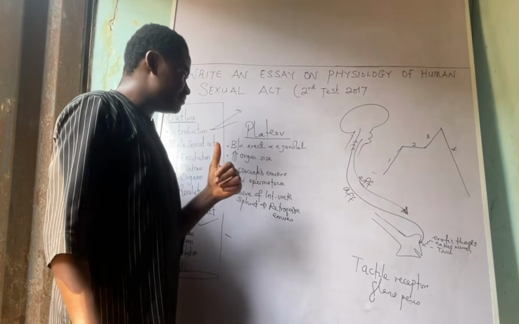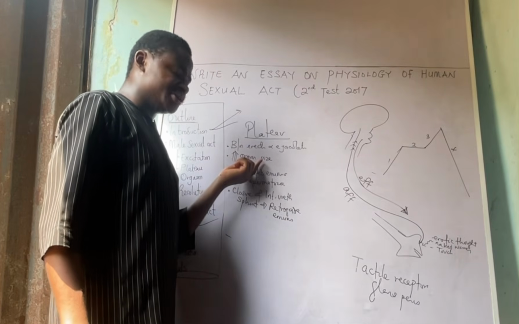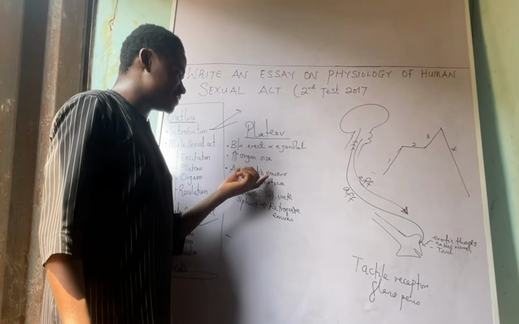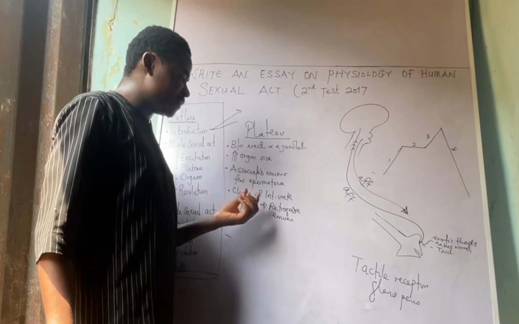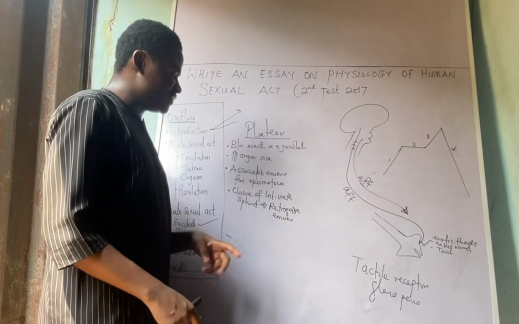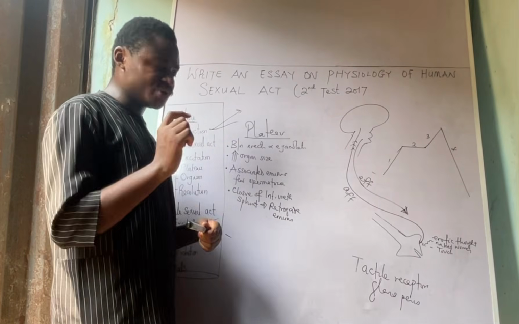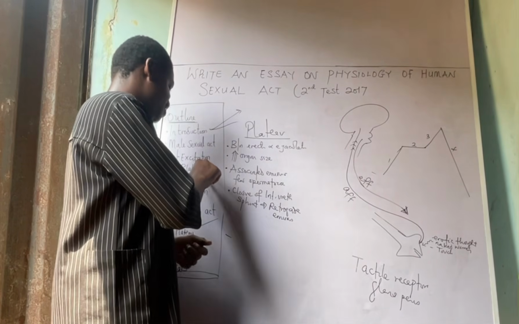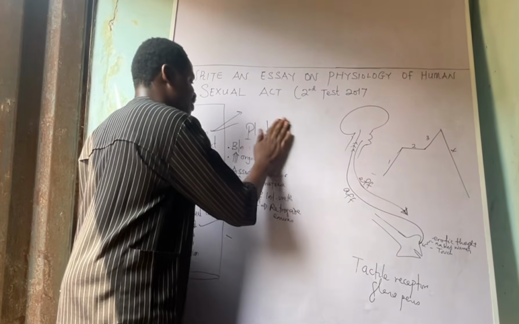So these are things you see in the male plateau stage. It is the stage between the erection and ejaculation. There is continual increase in organ size. There are associated emissions, with a few spermatozoa, and there is closure of the internal urethral sphincter, which prevents what we call retrograde emission. Now, for orgasm, what are the things you are going to write in your exams?